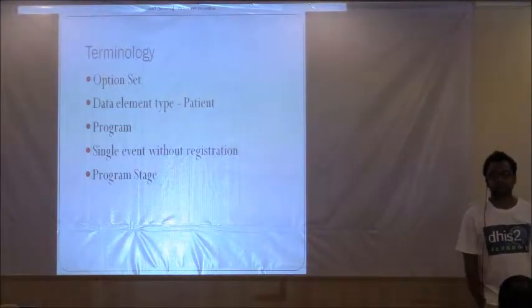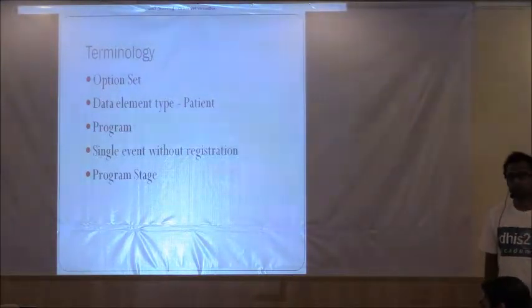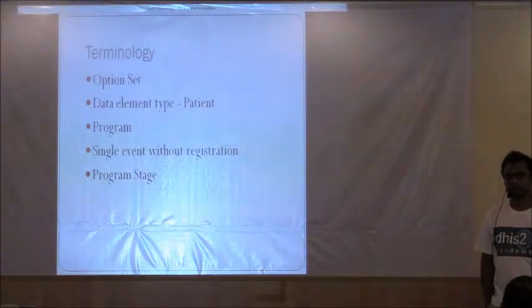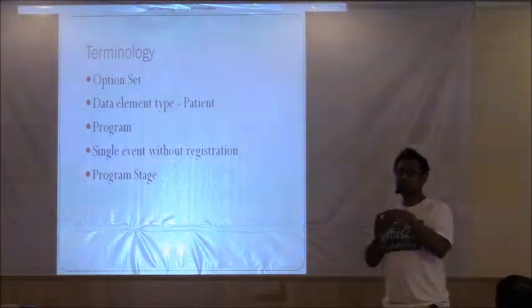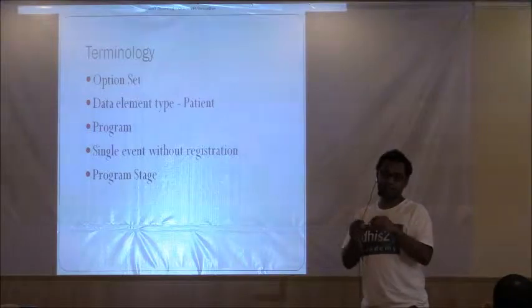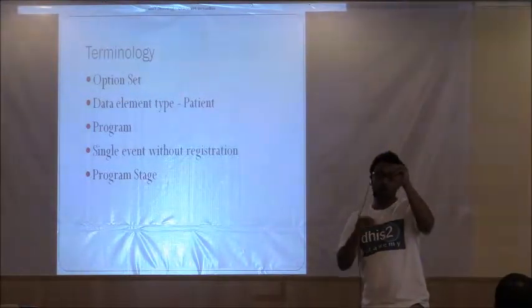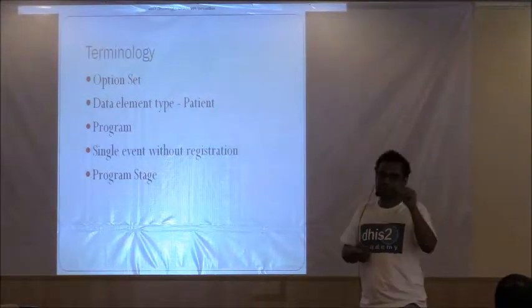I just want to clarify. If it's a drop-down list, the list itself is called the option set. For example, ICD-10 is an option set, and all the different options below are called options. Okay, all right.